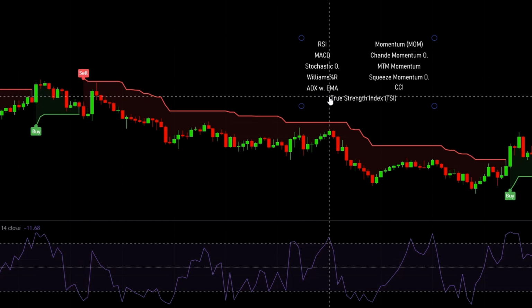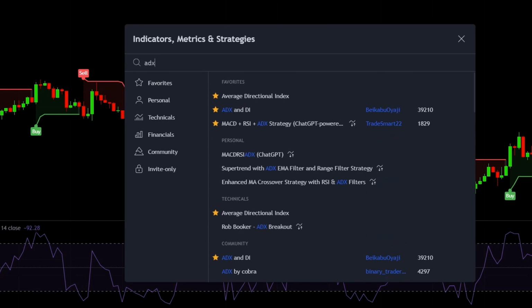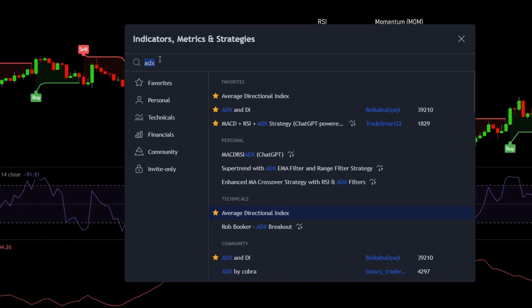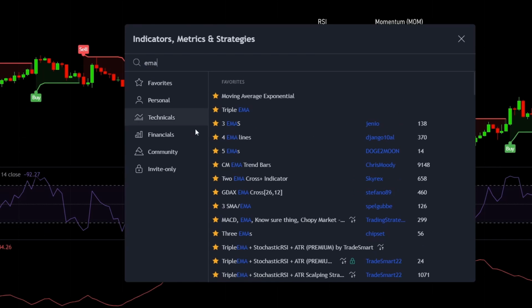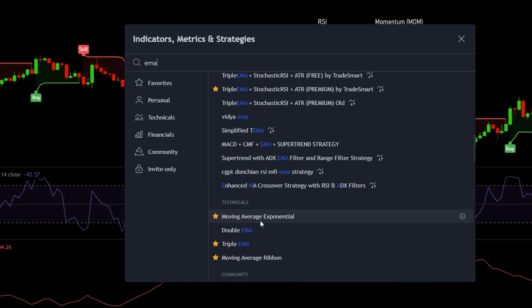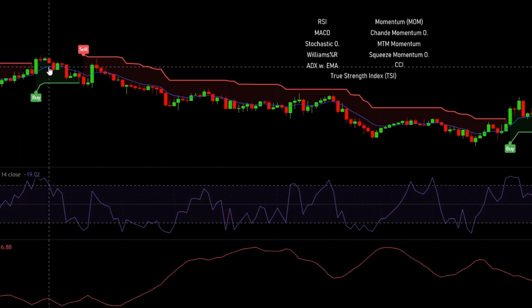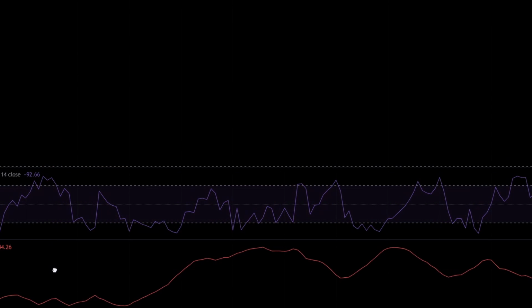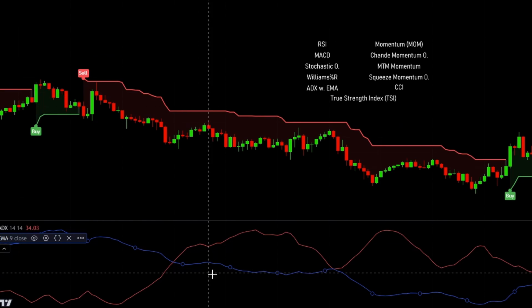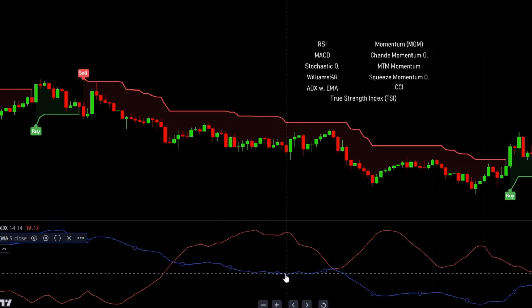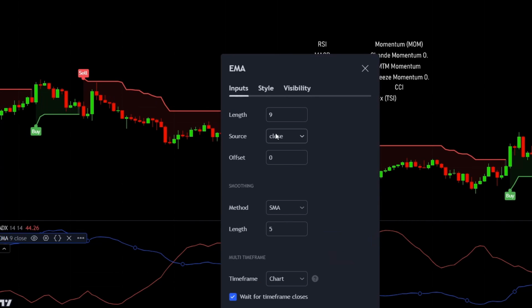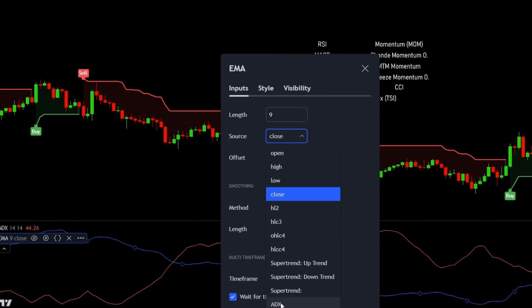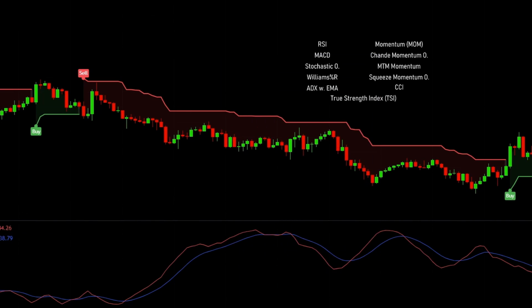Next we have the ADX with an EMA. So type in ADX, add the average directional index, and also type in EMA, and add the moving average exponential. Now click on the moving average and pull it down until you reach the ADX, then release it. This way the EMA will be displayed on the ADX chart. Now open up the EMA settings and change its source from close to ADX. This way it will move according to the ADX line.